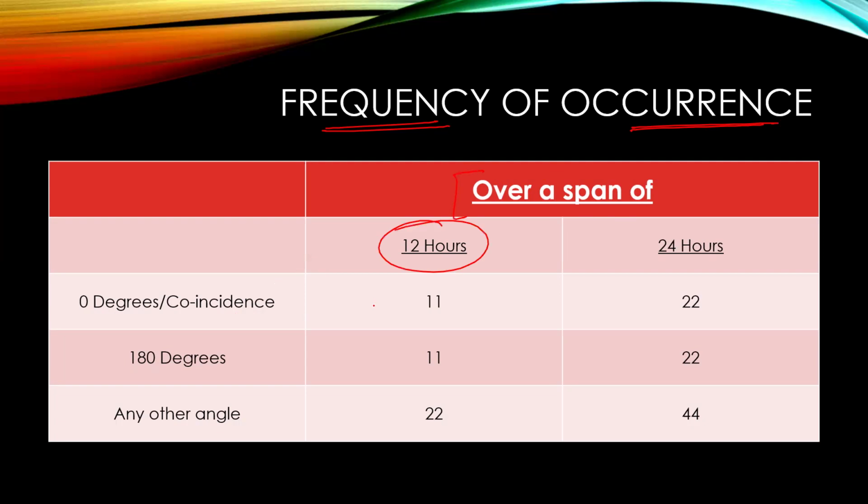The coincidence happens 11 times as indicated. 180 degree separation also happens 11 times as indicated. Any other theta will happen 22 times. Over a span of 24 hours, you can consider that all these values will get doubled. So coincidence will happen 22 times, 180-degree separation will happen 22 times, and any other theta will happen 44 times when we are dealing with one day, that is a 24-hour span of time. So please study these values and keep them handy while you are solving problems.